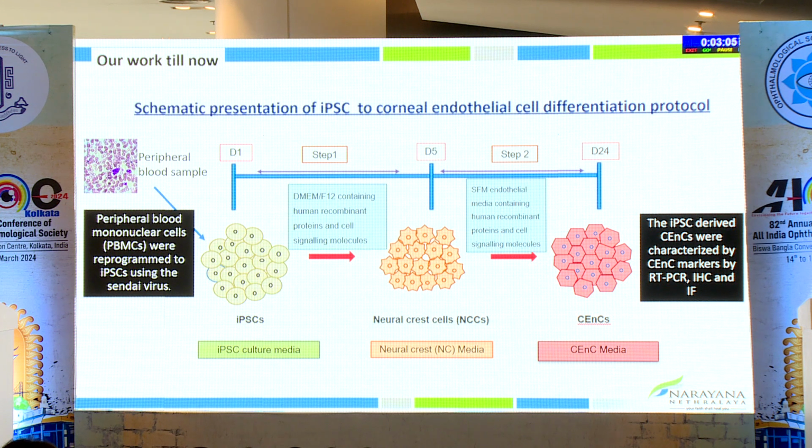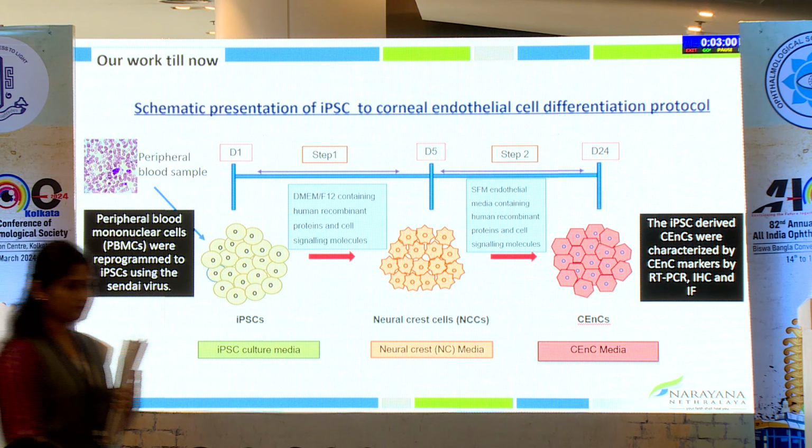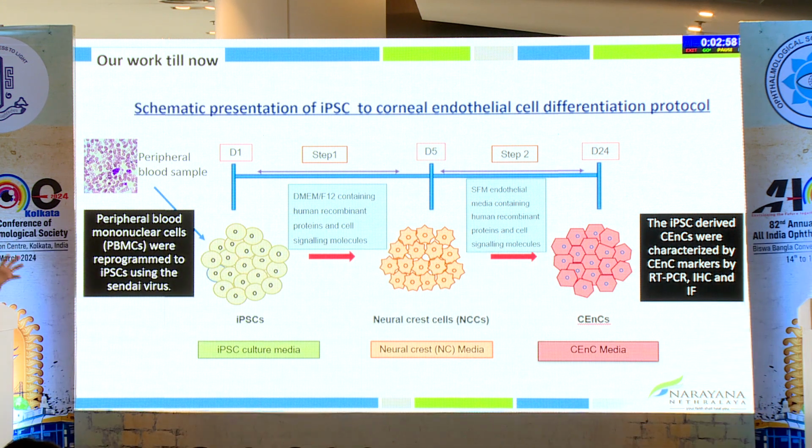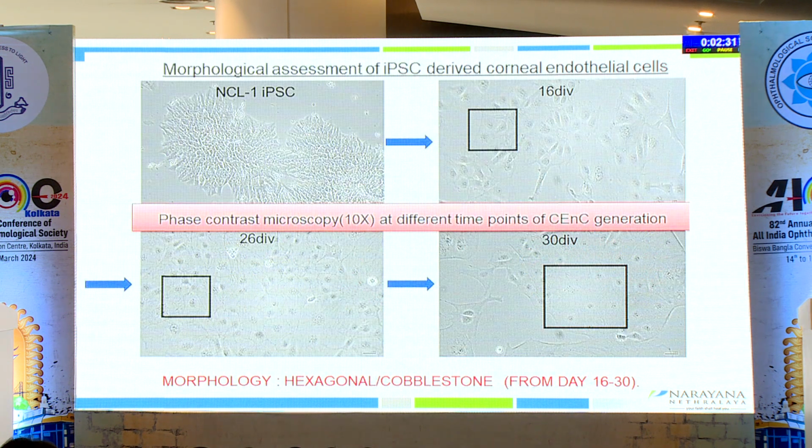So our work till now is that we have taken normal peripheral blood sample, and those mononuclear cells were reprogrammed to form pluripotent stem cells. And as we know, stem cells can then be moved into any type of cell. And then we moved it through the neural crest cells into a corneal endothelial type of cell using the Sendai virus. These were then characterized because we have to look at their clinical characteristics and also different markers which are known to be specific to corneal endothelium using RT-PCR and immunohistocytochemistry.